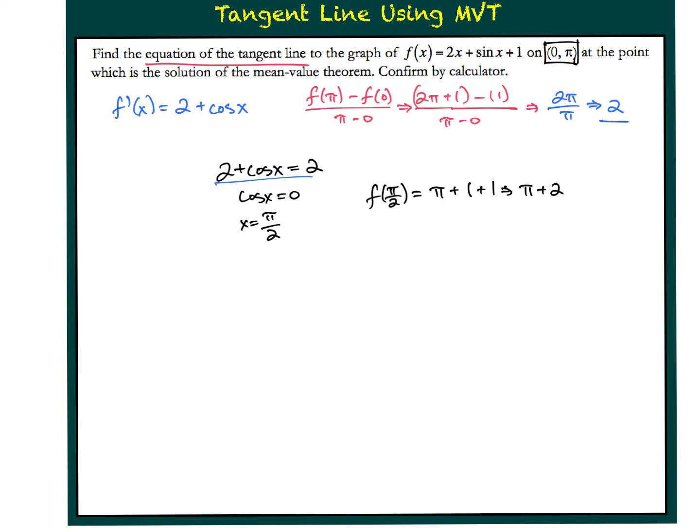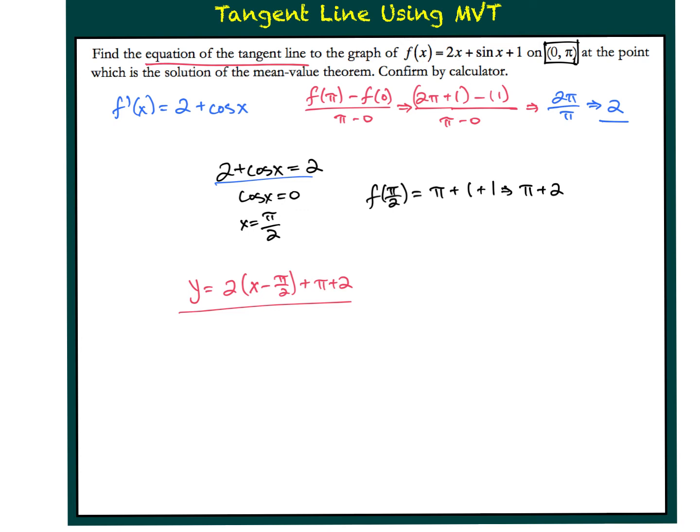So what's my equation of my tangent line? Y equals, what's my slope? 2 times x minus, what is the x value? Pi over 2. And then plus, what is the y value? Pi plus 2. All right. And so there is my equation of my tangent line.